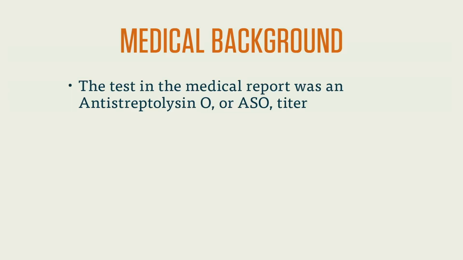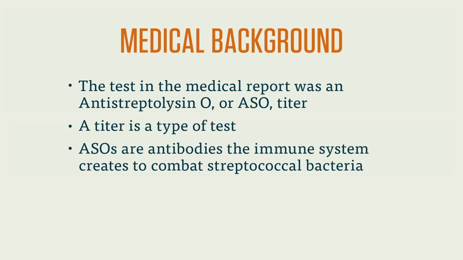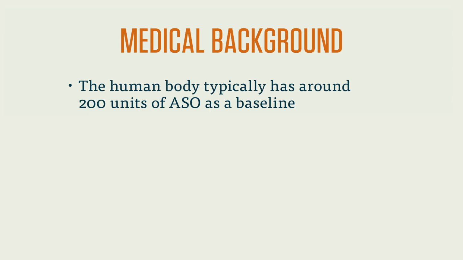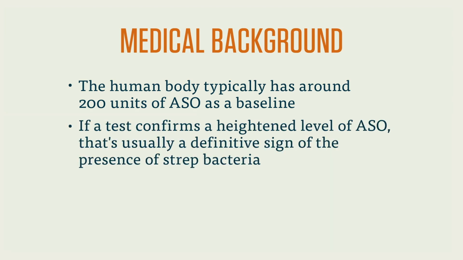A little medical background here. The test in the medical report was an Antistreptolysin O, or ASO, titer. A titer is a type of test. ASOs are antibodies the immune system creates to combat streptococcal bacteria. The human body typically has around 200 units of ASO as a baseline. If a test confirms a heightened level of ASO, that's usually a definitive sign of the presence of strep bacteria.